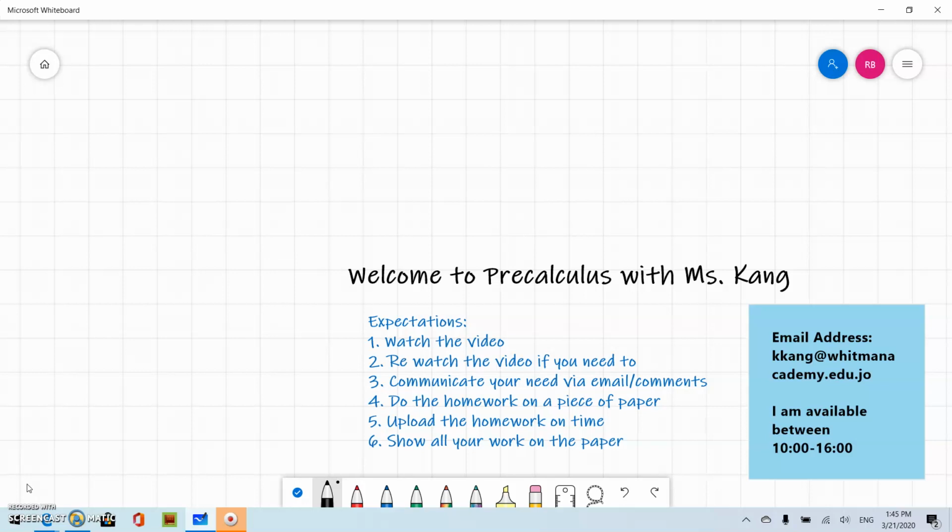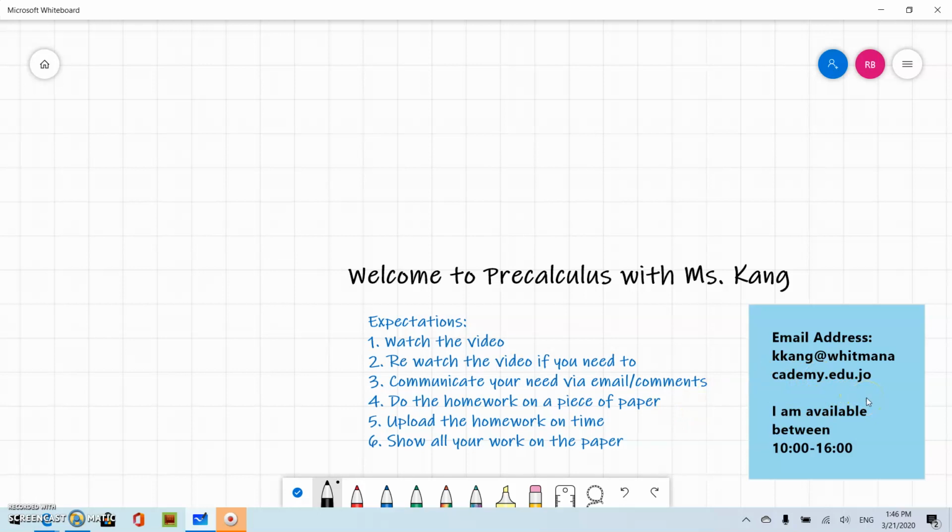And then make sure you communicate, especially earlier on, because I have no idea how much assignment you will be getting from other classes and how heavy your workload would be this week. So make sure you communicate with me through email and comments, and I will be available for answering questions and stuff like that between 10 to 4 p.m. And if you don't know my email address, it's right here.